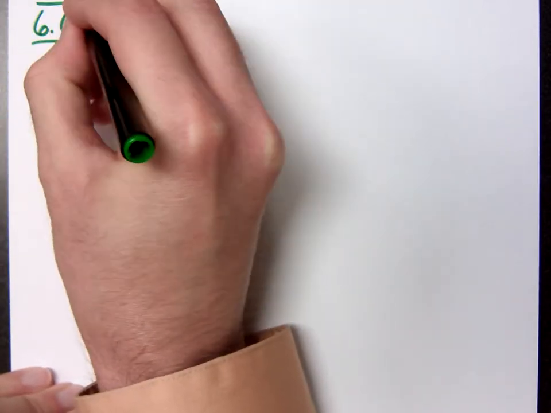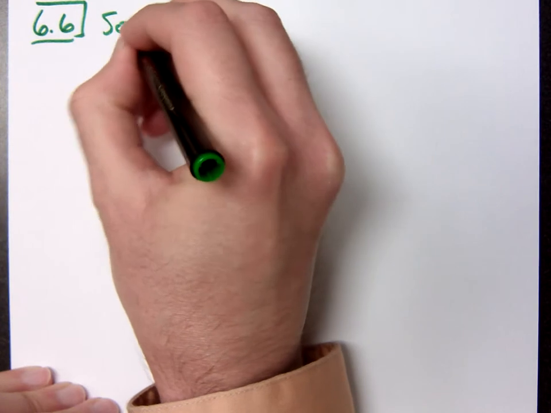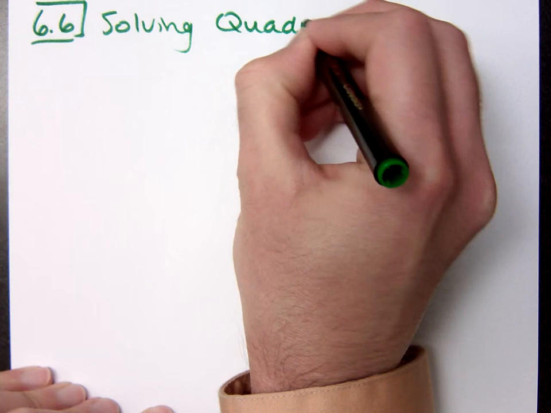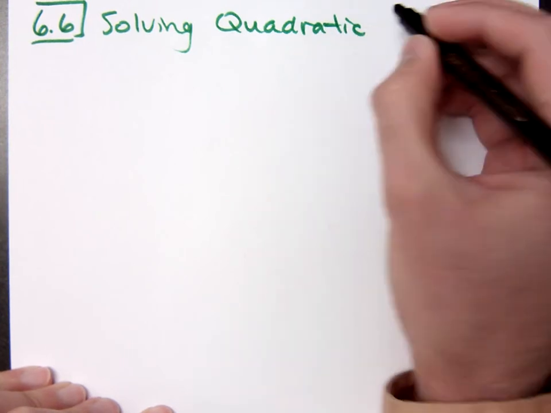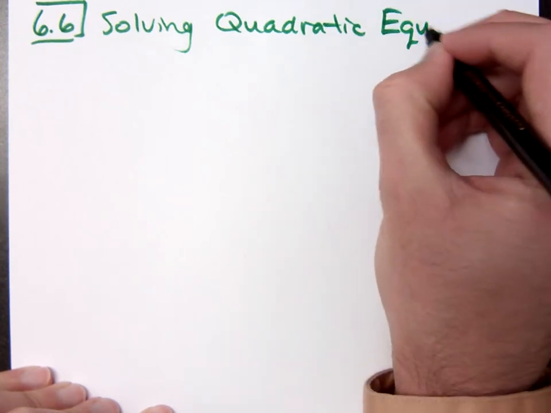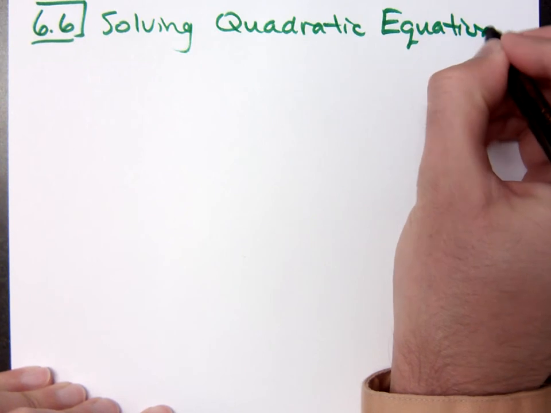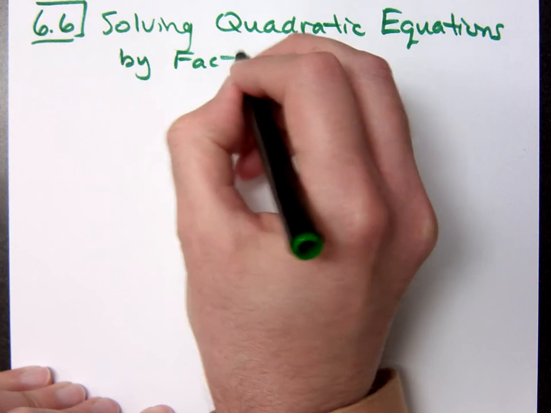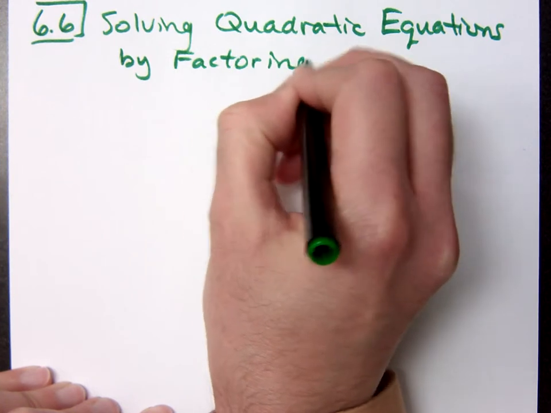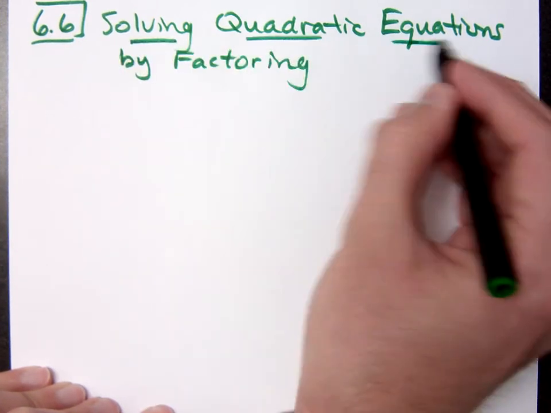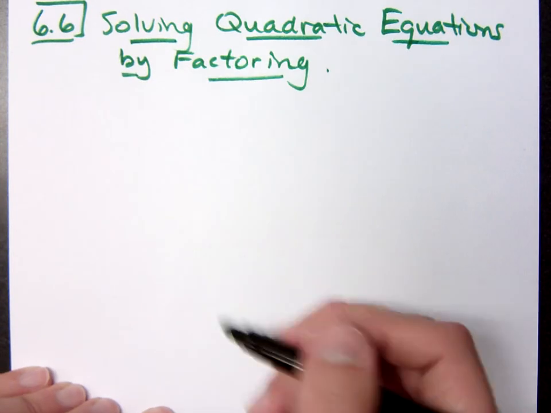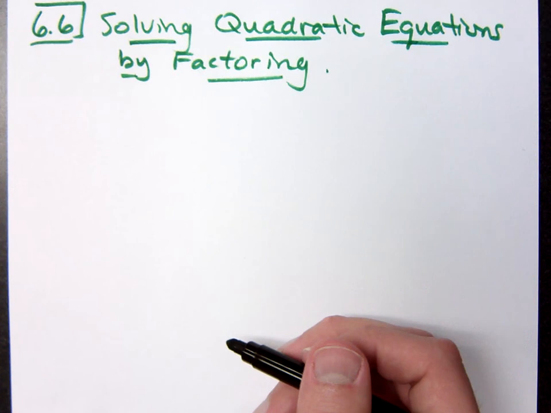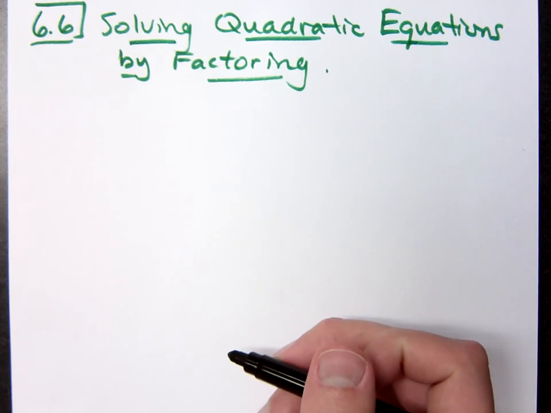Let's look at section 6.6. Section 6.6, we're going to be solving quadratic equations by factoring. Right now, the only way we're going to solve quadratic equations is by factoring. But we do have 0310 coming up, and there we're going to talk about how we can solve them not just by factoring, but by other methods.